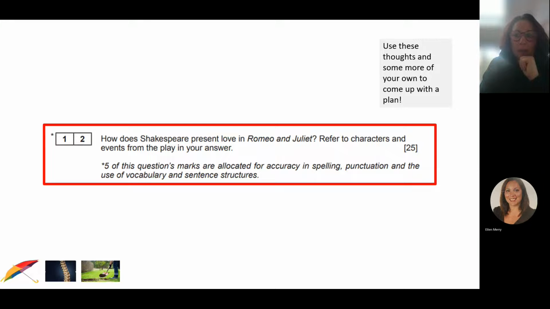These are some thoughts that I'm going to go through that you could use if you wanted to write your essay using our prompts, or have a go at coming up with your very own plan.